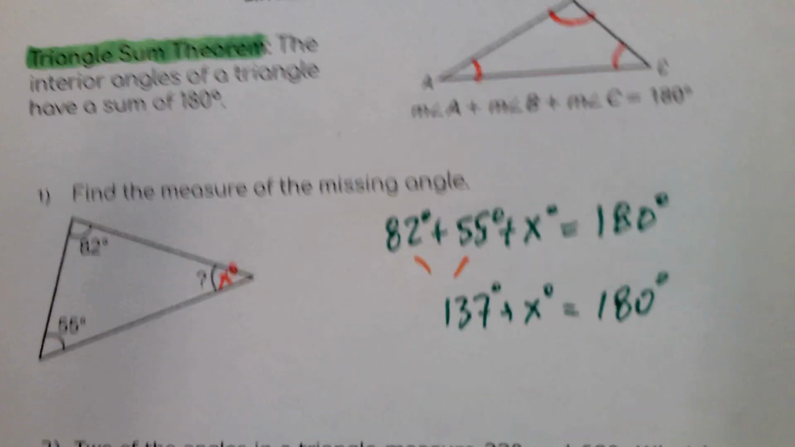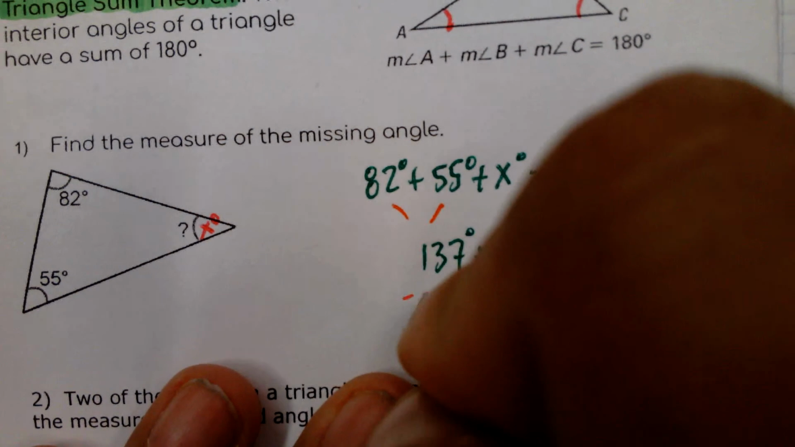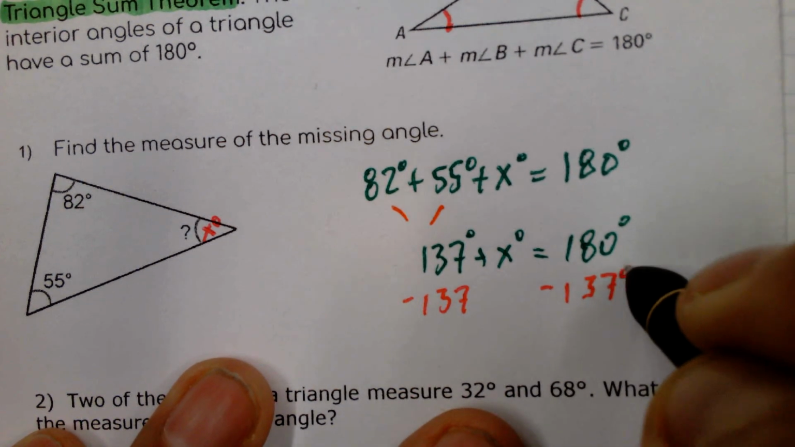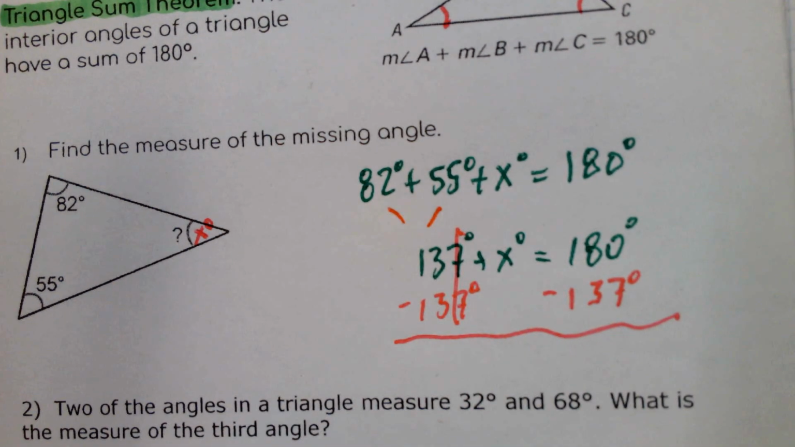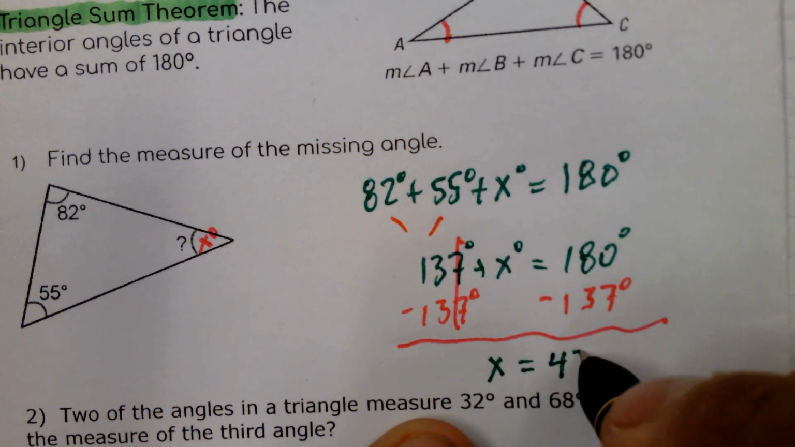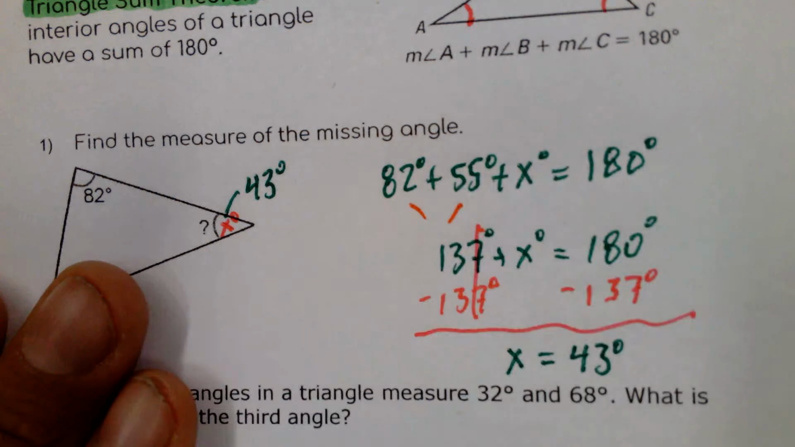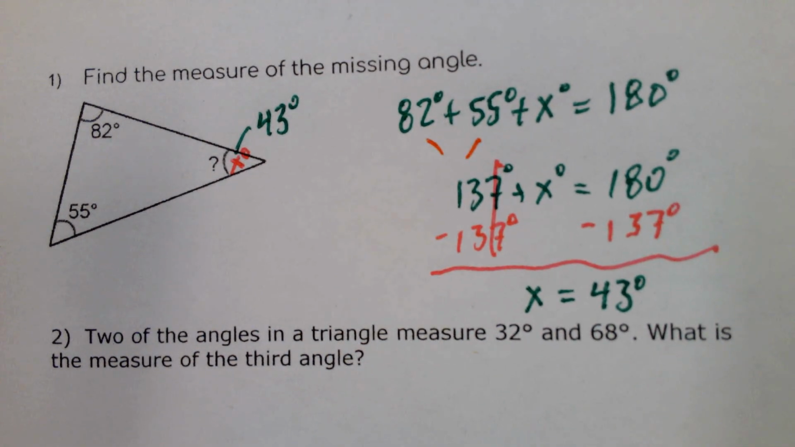And let's get rid of that 137 so we need to figure out the missing angle. So this missing angle is actually 43 degrees. Okay. Good job.